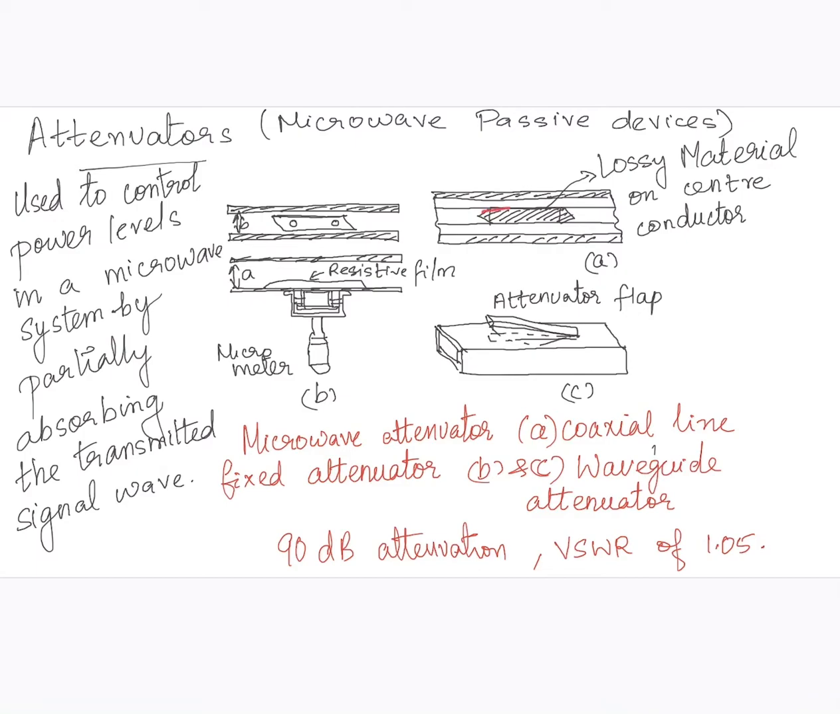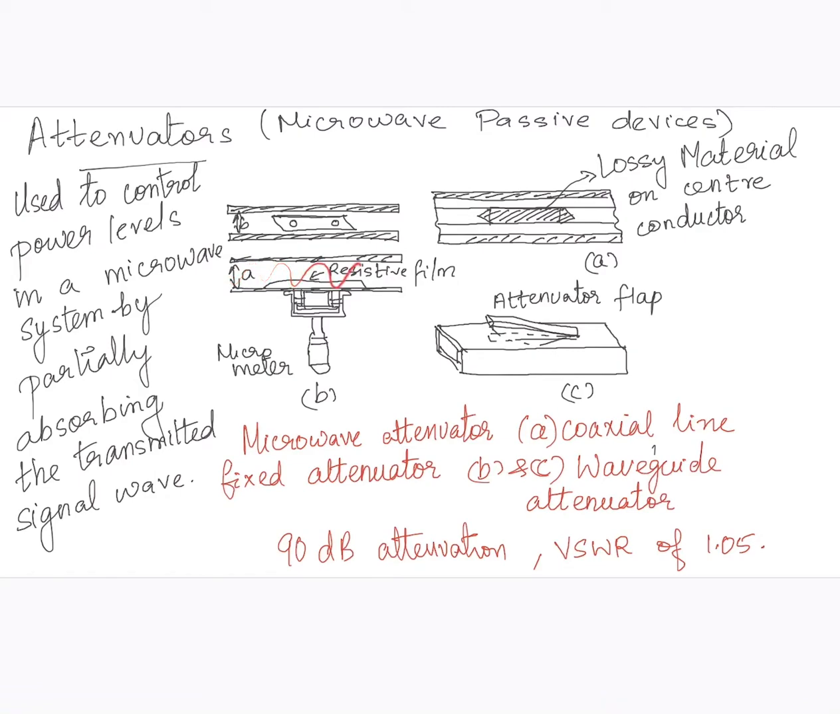Another method is keeping a lossy material on the center conductor. So whenever the electromagnetic waves are transmitted through this, they will get absorbed and so the power level will get reduced. Another way of adjusting the power inside the microwave conductor is by using a micrometer or a flap attenuator. So here, by adjusting the micrometer, by turning it, this resistive element can be adjusted. The movement of the resistive element can be adjusted inside the conductor.